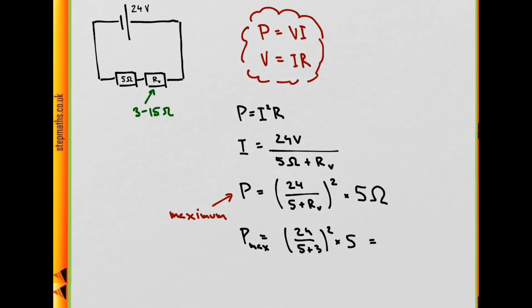And this is what we get, 24 divided by 5 plus 3, because 3 is the smallest value the variable resistance can take. So that's 24 divided by 8 is 3, squared, times 5. 9 times 5 is 45. So we have 45 watts for the maximum power. So that's the final answer, and in the exam, that was option D.